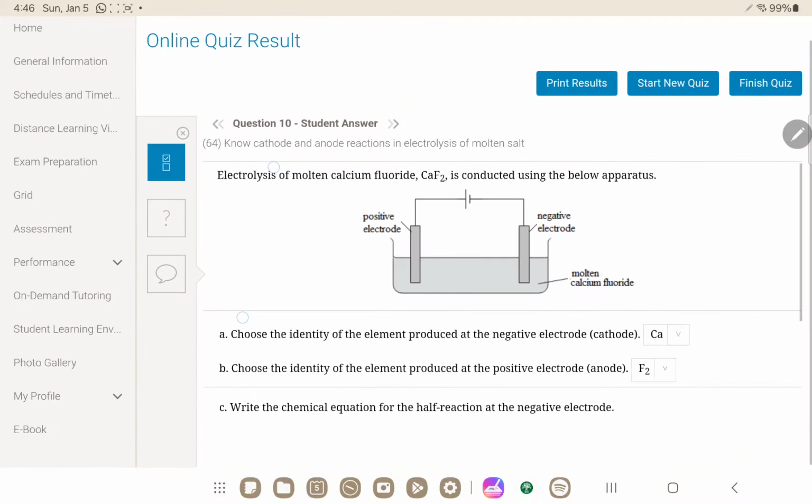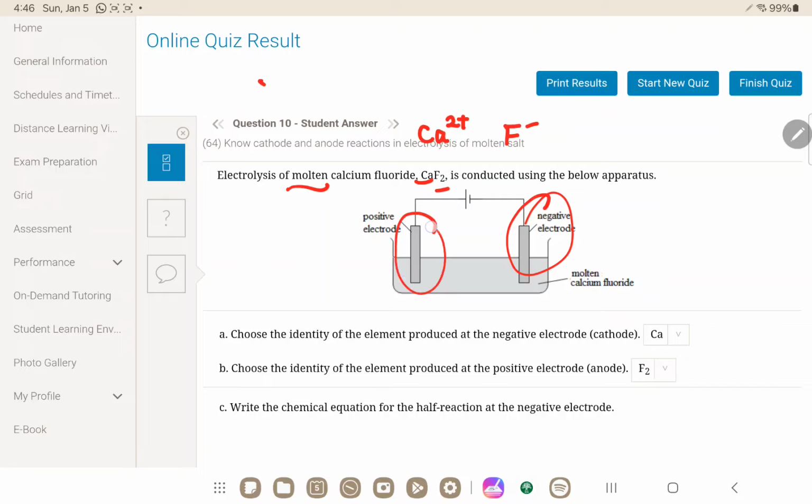Okay, so here they're giving us molten calcium fluoride conducted using the below apparatus. Since it's molten, the things you're going to find at the electrodes are Ca and F. Ca is Ca2+, and since it's positive, it's going to go to the cathode, aka the negative electrode, and since F- is negative, it's going to go to the positive electrode, aka the anode.